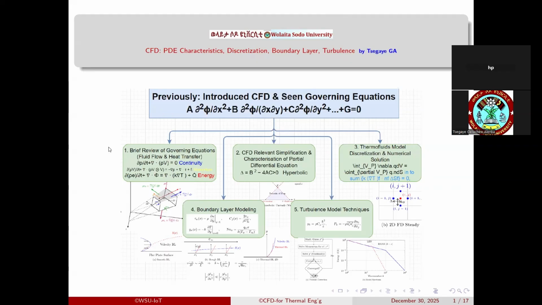In today's session, we'll see what simplification methods are available and their scope of application, followed by characterization of partial differential equations, then discretization and the solution techniques, applying boundary layer theories. So these are the remaining topics in our course.